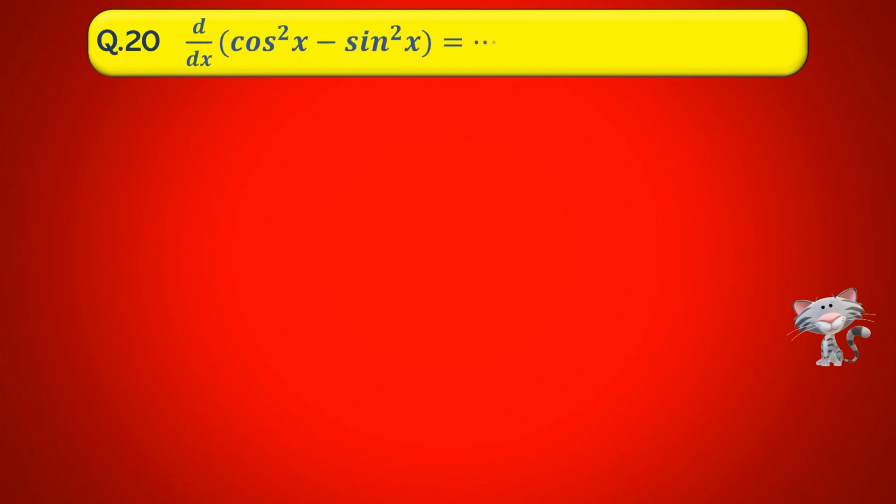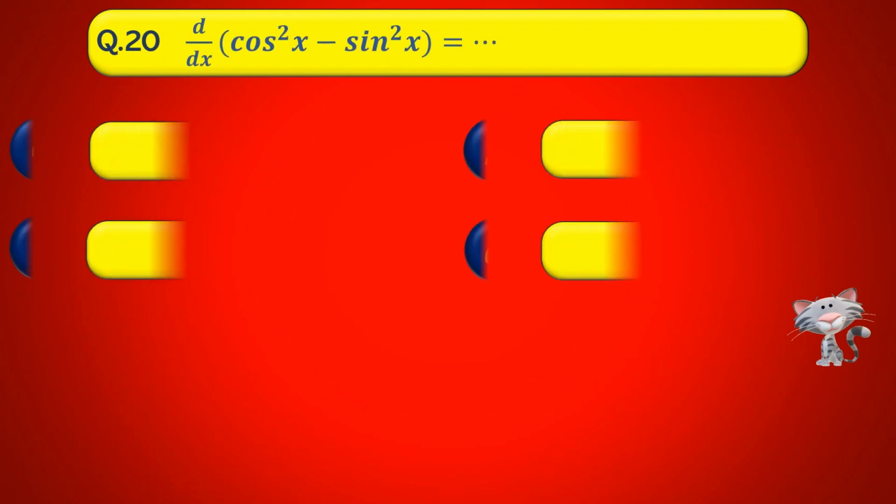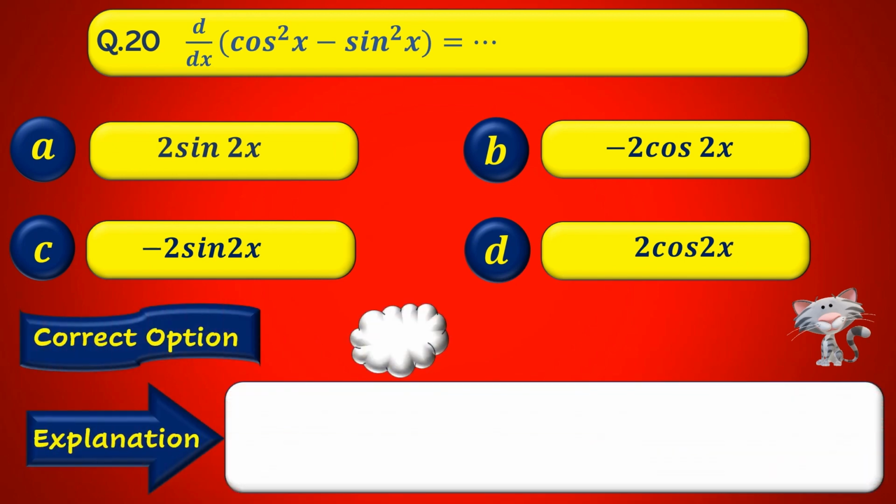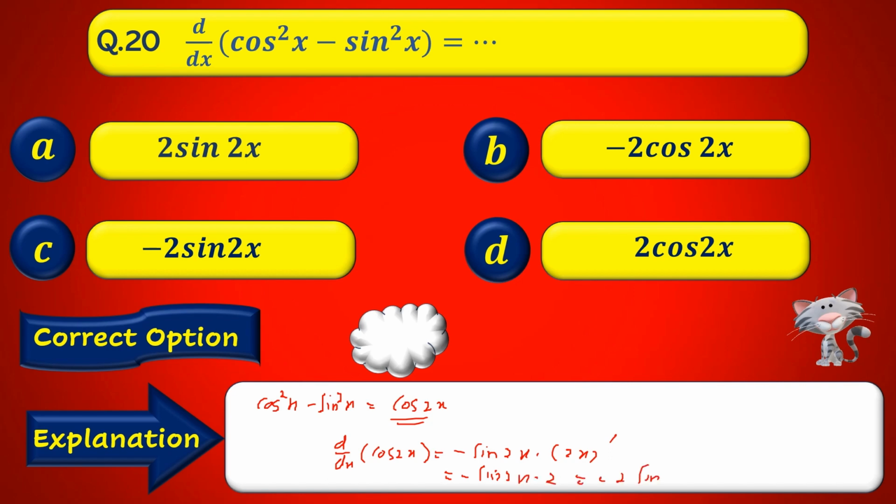d by dx of cos square x minus sin square x is equal to. And the options are, but what is the correct option? Let's explain. We know that cos square x minus sin square x is equal to cos of 2x. So we only find the derivative of cos of 2x, and the derivative of cos of 2x is equal to minus sine of 2x into the derivative of 2x, which is minus sine of 2x into 2, and it can be written as minus 2 sine of 2x. So the correct option is option C.